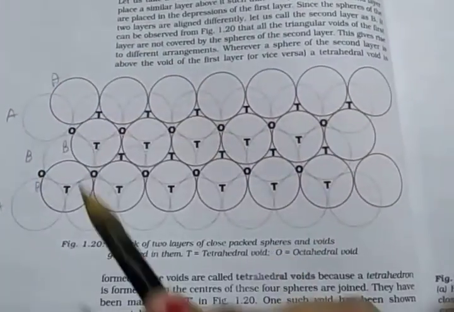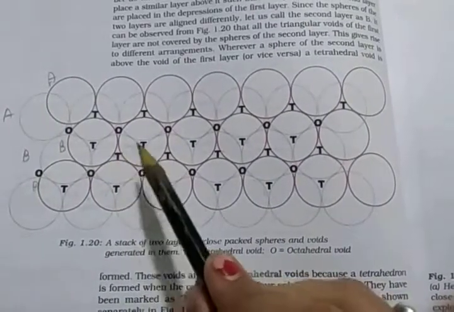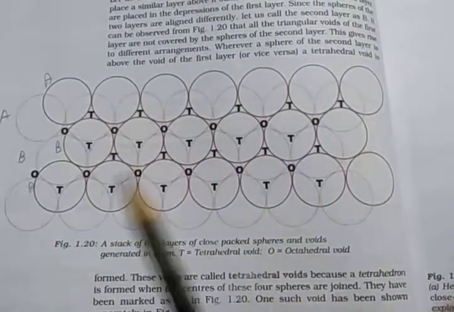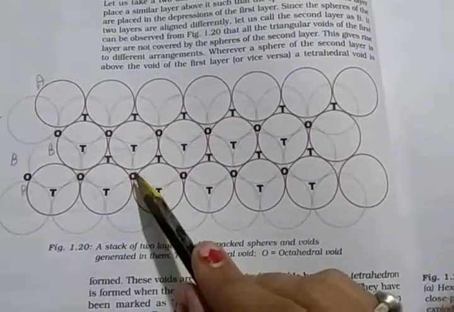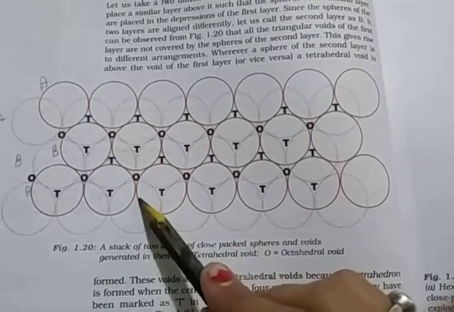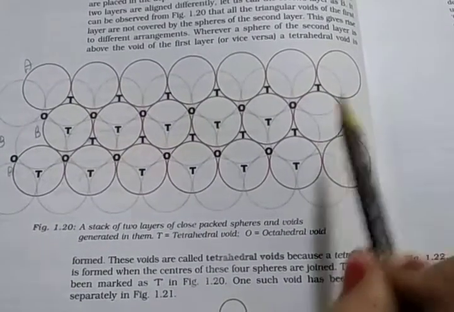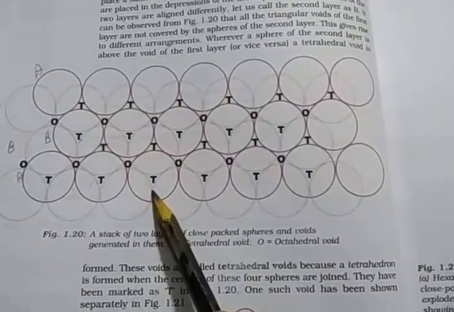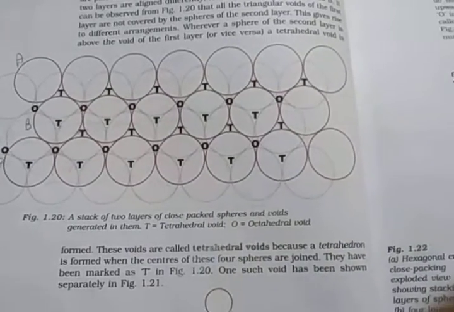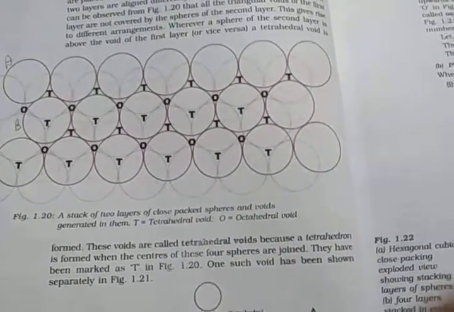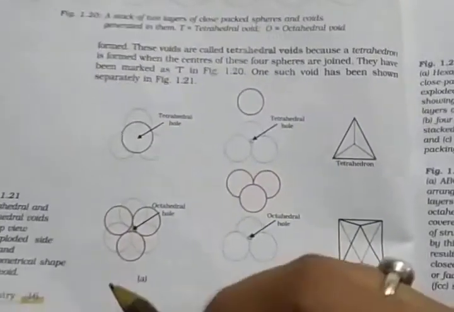Clear? So we have to see how many spheres the voids cover. Okay, this void is covered by upper side 3 and downside 3. So 6. So stacks of the 2 layers of the close packed sphere and voids. So T is tetrahedral voids and then O is octahedral voids. Okay, clear?